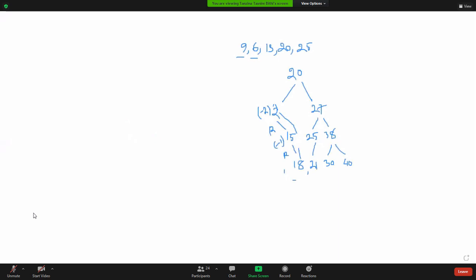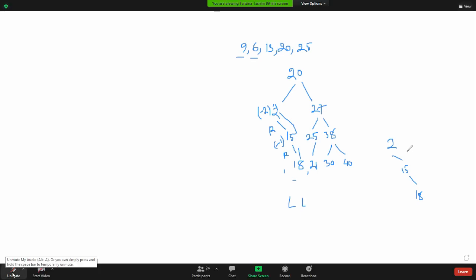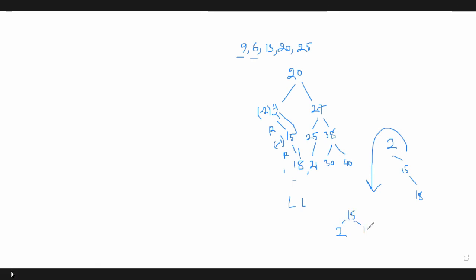So now how will we apply the left rotation? Apply LL, that is left rotation. This is our affected area, that is 2, 15, 8, 18. After applying left rotation, some nodes will be shifted to the left side. So now 2 will become the left child of 15, and 18 is the right child of 15.